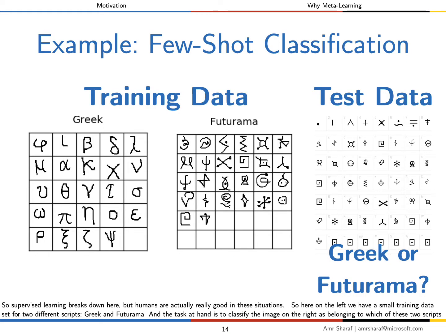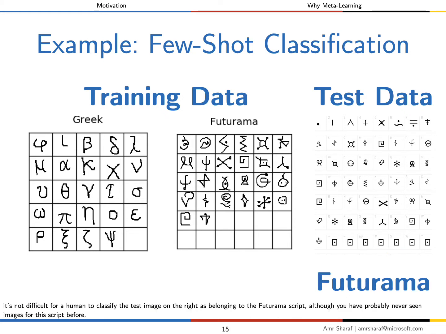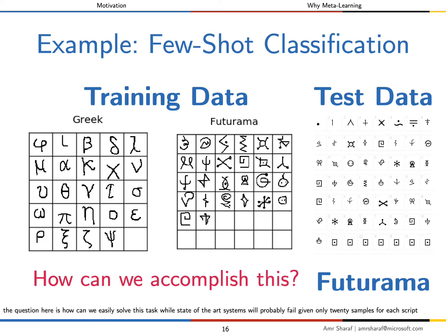Supervised learning breaks down in the scenarios I just described, but humans are actually really good in these situations. Here on the left, we have a small training dataset for two different scripts, Greek and Futurama, and the task at hand is to classify the image on the right as belonging to which one of these two scripts. It's not difficult for a human to classify the test image as belonging to the Futurama script, although you have probably never seen images for this script before. The question is, how can we easily solve this task while state-of-the-art machine learning systems will probably fail given only the 20 samples for each script?